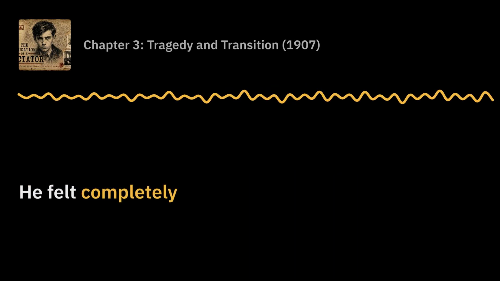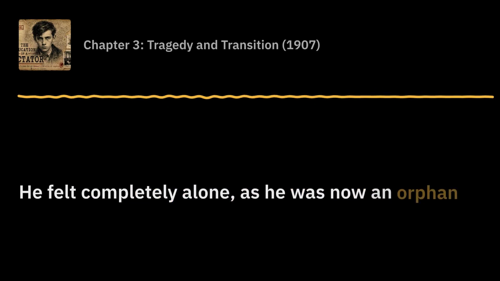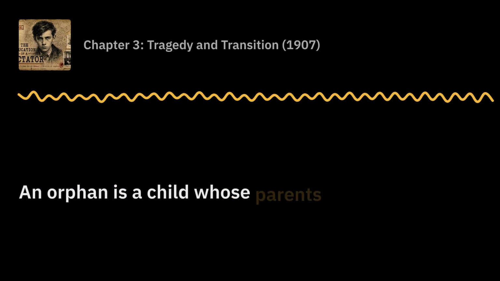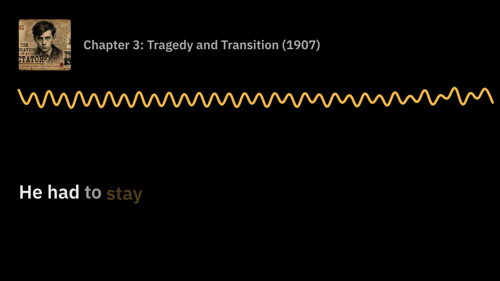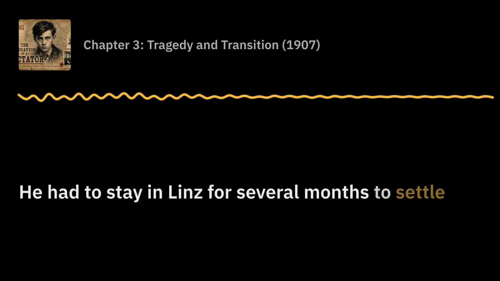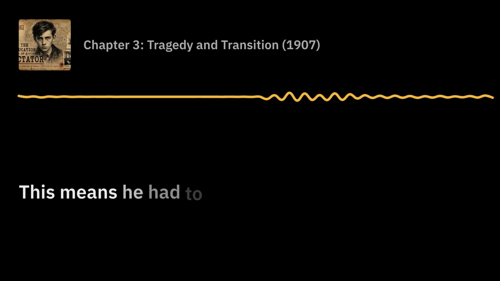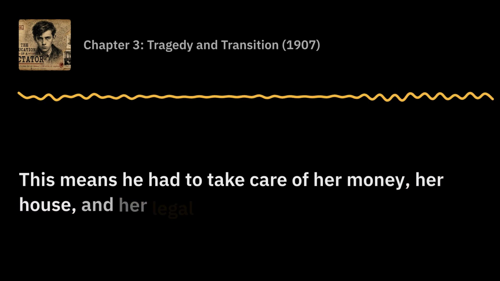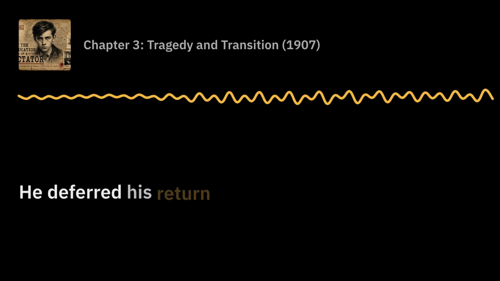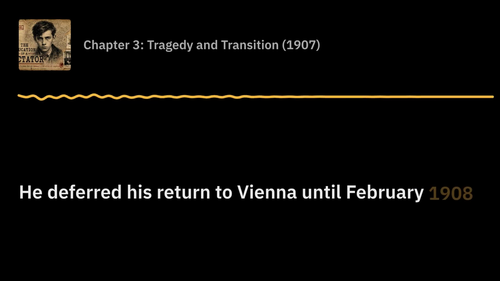He felt completely alone, as he was now an orphan. An orphan is a child whose parents are both dead. He had to stay in Linz for several months to settle her affairs. This means he had to take care of her money, her house, and her legal papers. He deferred his return to Vienna until February 1908.